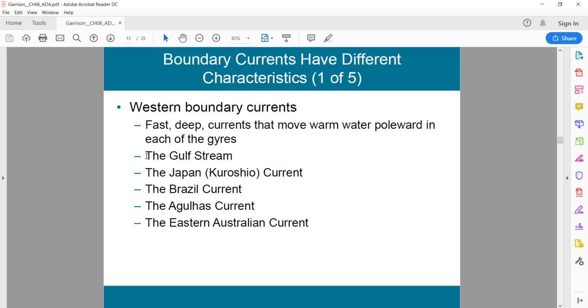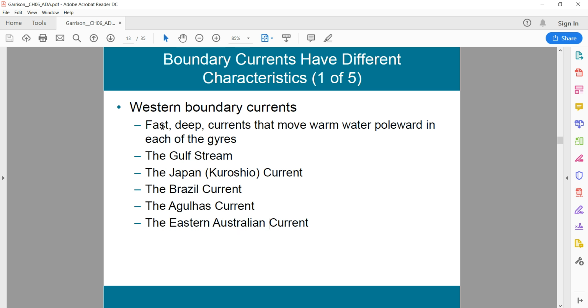I want you guys to remember some of them. The Gulf Stream is one example, in the Atlantic Ocean. The Japan Kuroshio current, we saw that, in the Pacific Ocean. The Brazil current, it is in the southern hemisphere, and this one, the Eastern Australian current.